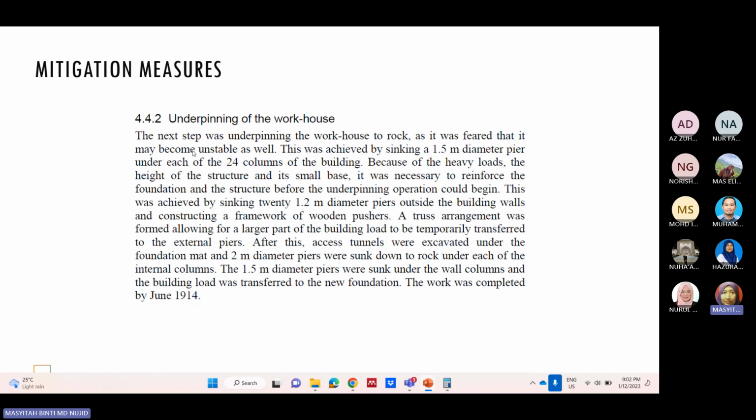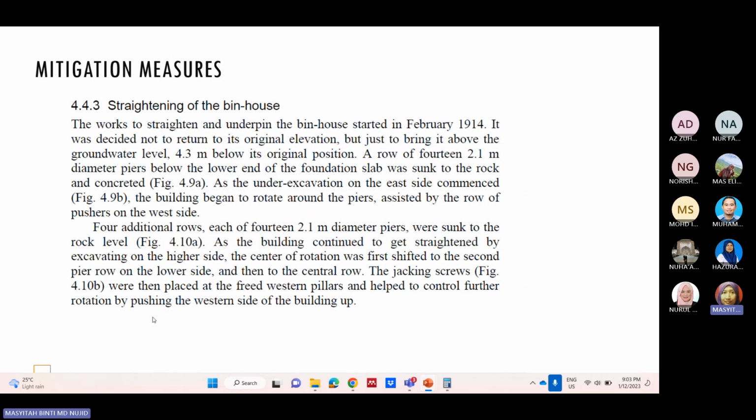So if you look at the original plan of the building, there is a certain area that failed, but the affected section can still be repaired. So the repairing work for this affected building was done by inserting additional reinforced structure. So the process successfully occurred and was completed in June 1914.